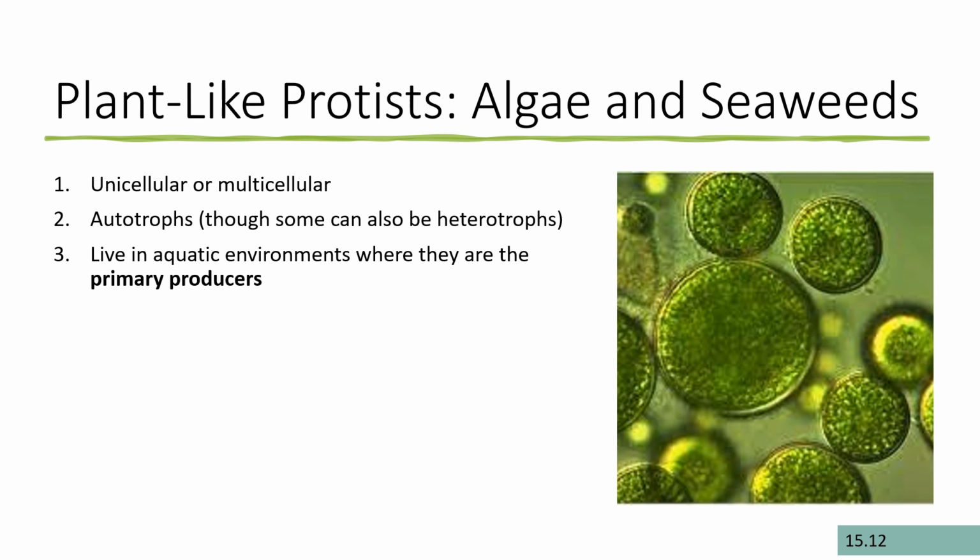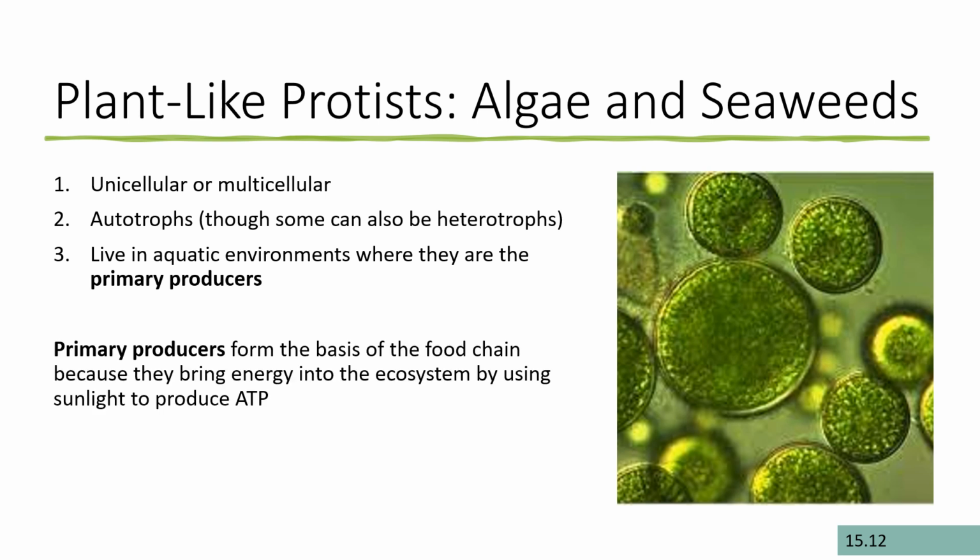Our final group are the plant-like protists. They can be either unicellular or multicellular. If you remember, kelp are an example of large multicellular plant-like protists. Most of them are autotrophs, though some can be both autotrophs and heterotrophs. They tend to live in aquatic environments where they are important primary producers.